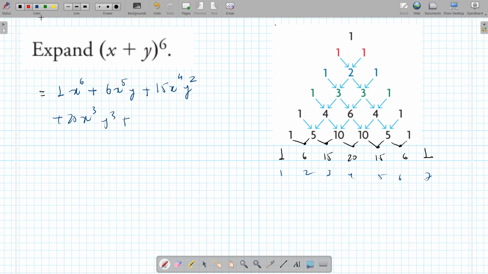The powers, by the way, will always add up to the maximum power. So here, 5 plus 1 is a 6. 4 plus 2 is a 6. 3 plus 3 is a 6. The next one would be 15x^2y^4, 6xy^5, and then finally 1y^6. And there you go. That's the expression expanded.